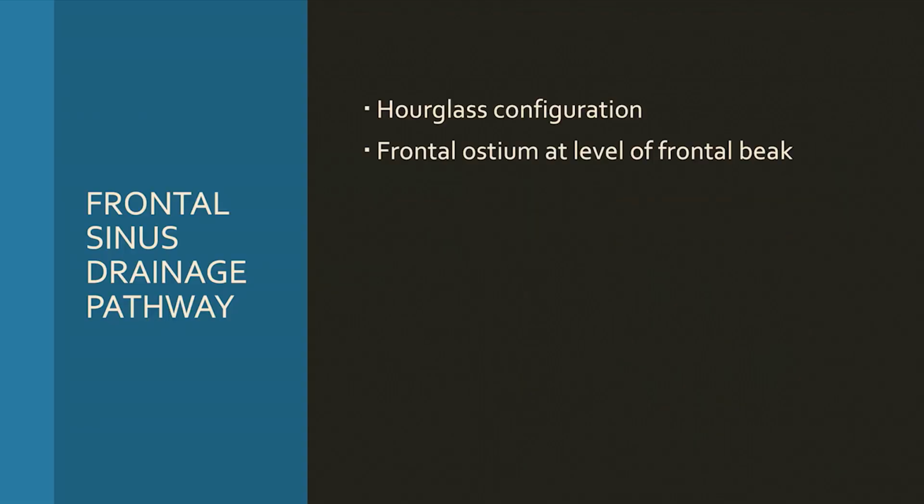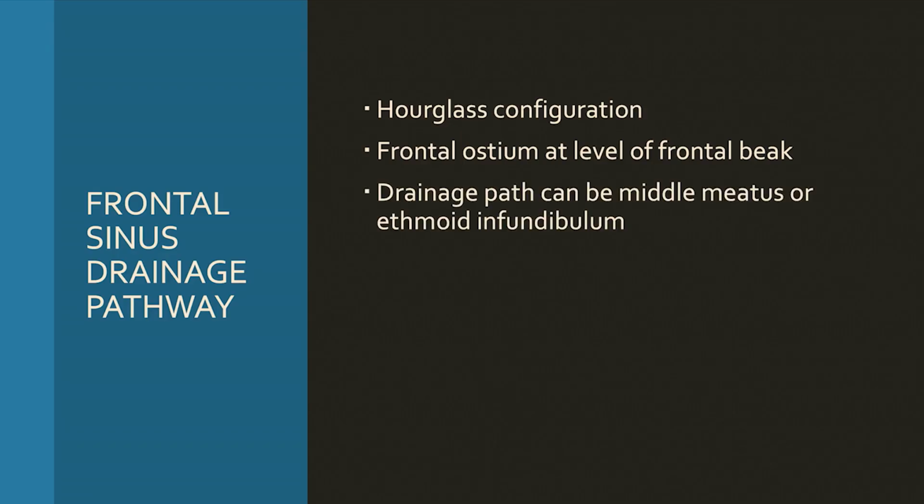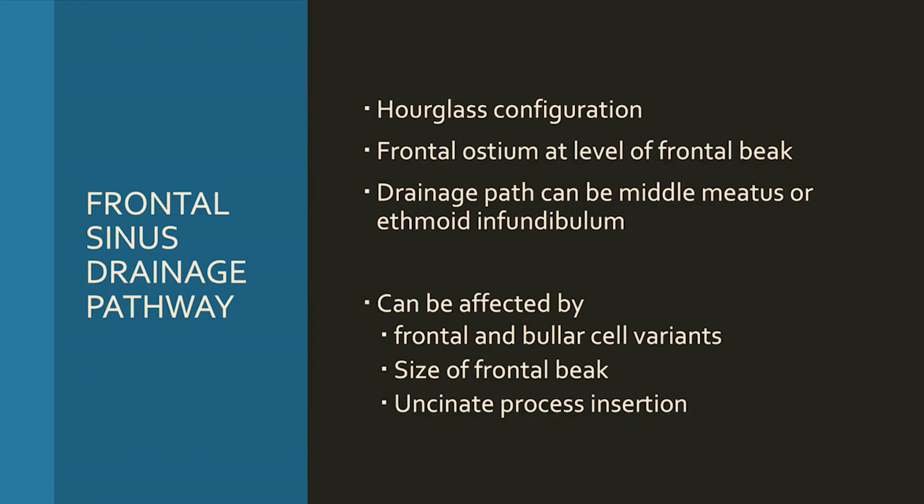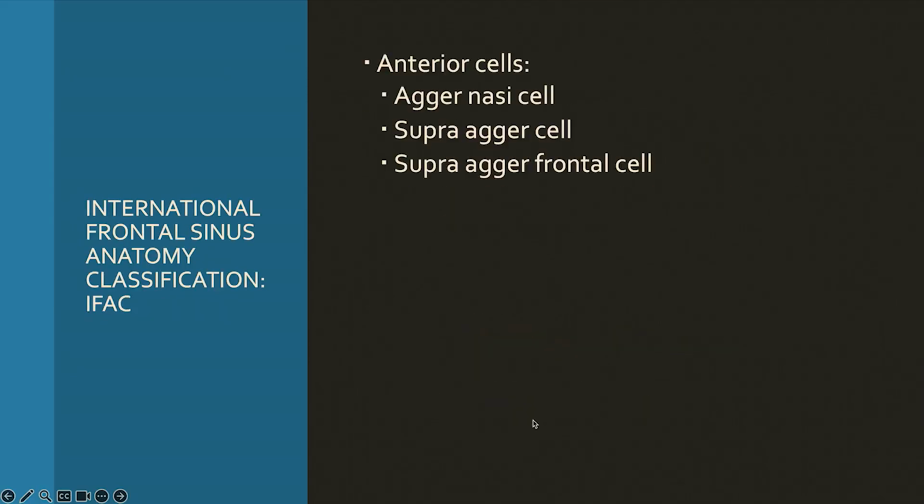Okay, so let's look at our anatomic tight spots. We talked about the frontal sinus drainage pathway a little bit. It's got this nice, beautiful hourglass configuration, the frontal ostium at the level of the frontal beak. And depending on certain anatomy, it can drain into the middle meatus or not. And I want you to visualize this, guys. That sagittal image I showed you, it can be affected by the ethmoid bulla, the size of the frontal beak, and the uncinate process. So let's just look at some of this stuff.